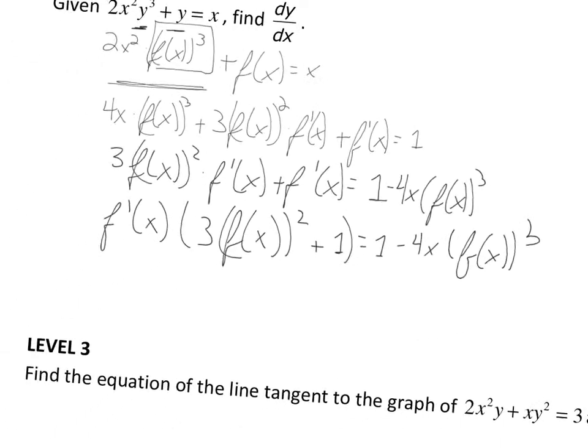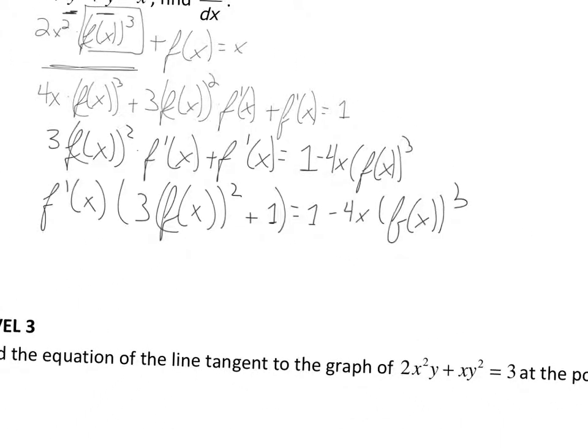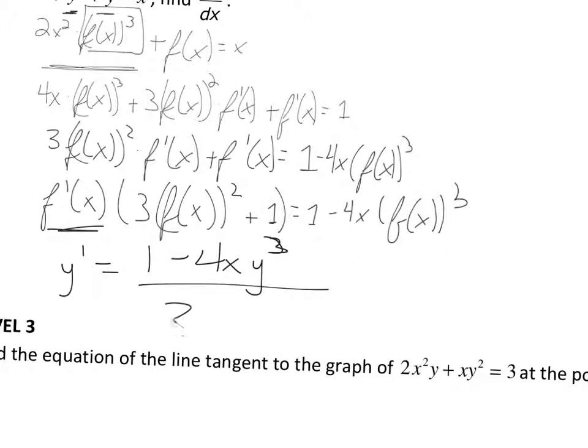My last step will now be to solve for f prime of x by isolating this term and to rewrite the entire problem back in terms of y. So my final answer becomes y prime equals 1 minus 4x y cubed over 3y squared plus 1.